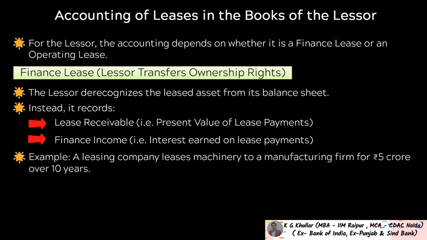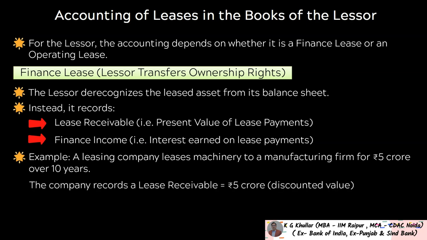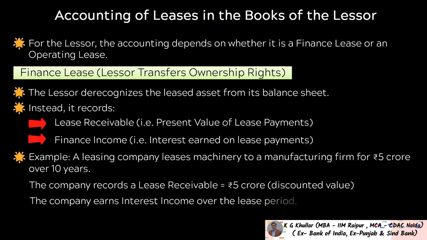For example, if a leasing company leases machinery to a manufacturing firm for rupees 5 crores over 10 years, then the company records lease receivables of rupees 5 crores at a discounted value, and also the company earns interest income over the lease period.